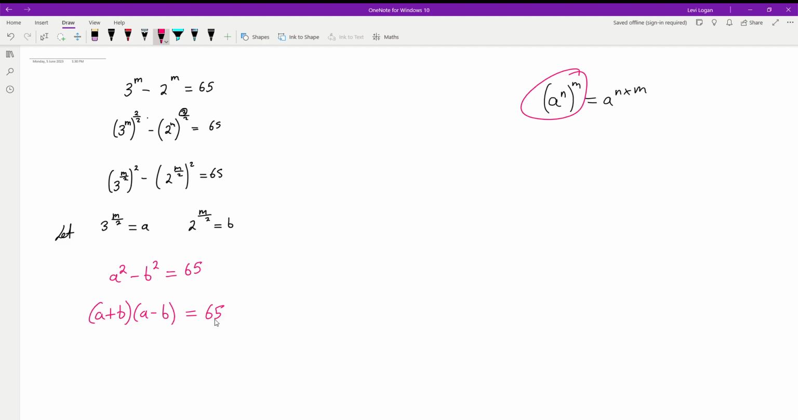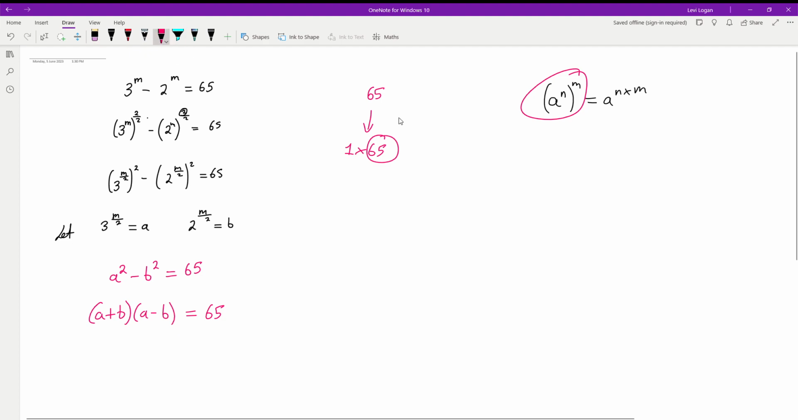Now, let's look at the factors of 65 that are whole numbers. So 65, what can we express that as products? That's the same as 1 times 65. If we put 65 in here times by 1, yes, that would satisfy that equation, but it wouldn't satisfy our little relationship in here. So what are the other factors? Let's take a look.